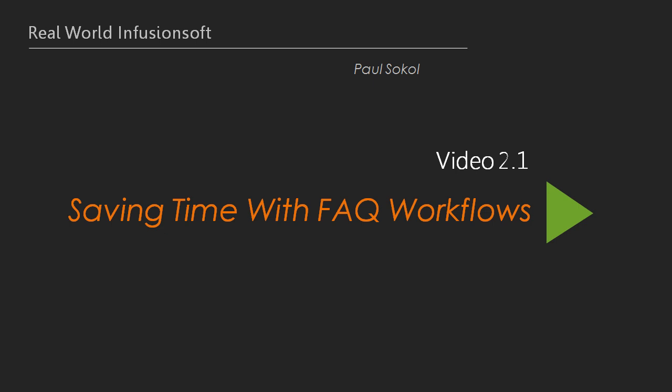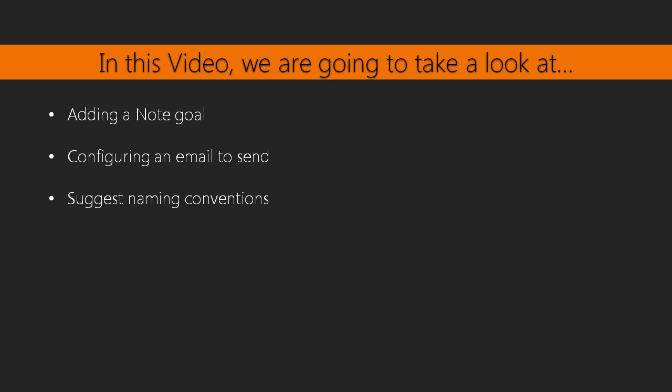In this video, we're going to be leveraging the power of a note template to automatically trigger a pre-authored email answering a common question. So specifically, we're going to look at adding a note goal, configuring an email to send, and then at the very end I'm going to suggest some naming conventions, because keeping these organized is key for operational efficiency.